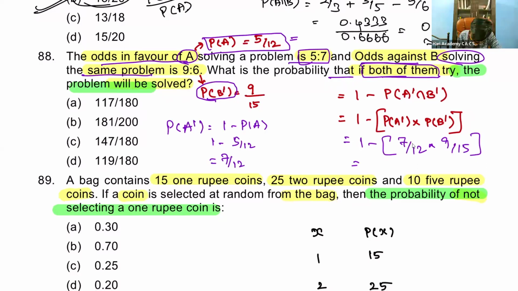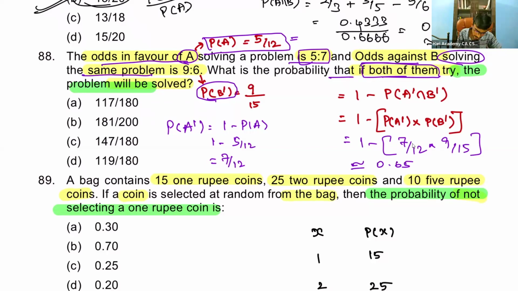I will do method 2 here. Method 2: not selecting a 1-rupee coin, so I will select only 2-rupee or only 5-rupee. It is 25 plus 10 divided by 50. So it is 35 by 50. 35 by 50 is nothing but what? 0.7. In any way you can do it, both ways the answer is going to be the same. It is up to you whether you go with method 1 or method 2.